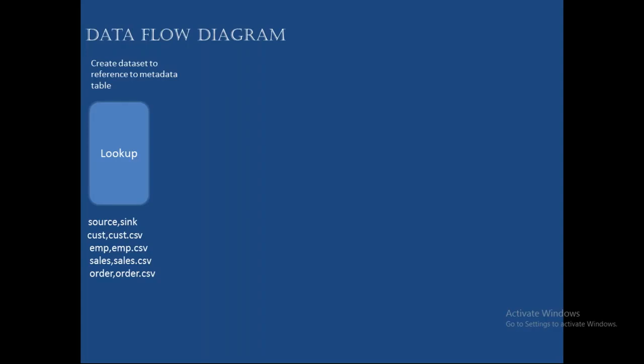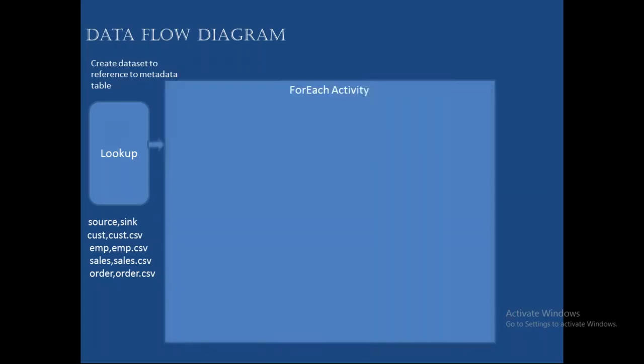How do you want to load it? I want to load it as CSV. Customer table I am loading as customer.csv, EMP table as emp.csv, sales table as sales.csv, something like that. All these tables I'm loading into blob storage as CSV files. This lookup output I will pass to the for each activity.